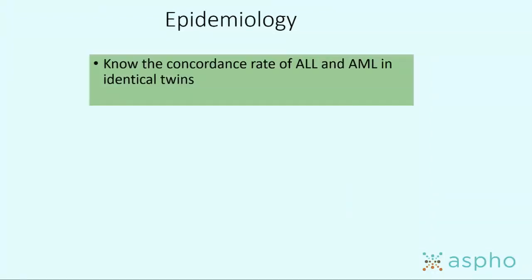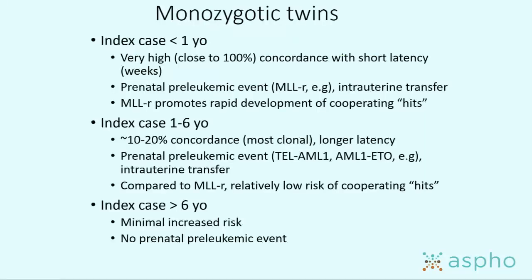All right. One thing that the test makers like to test about is the concordance rate of leukemias in monozygotic or identical twins. I want to go over this, even though it's not a public health problem, but it's a testing problem, if you will. The way I like to think about this is, if a child has an identical twin, the age at which the first twin is diagnosed with leukemia is what drives the concordance rates. It's really important to understand. So if the first child is less than a year old at diagnosis, the second child is going to get leukemia.